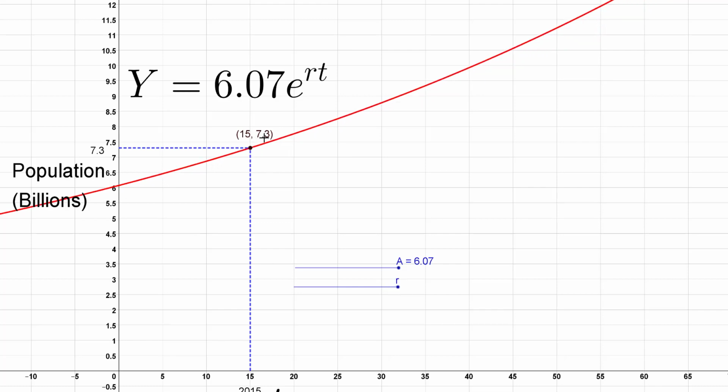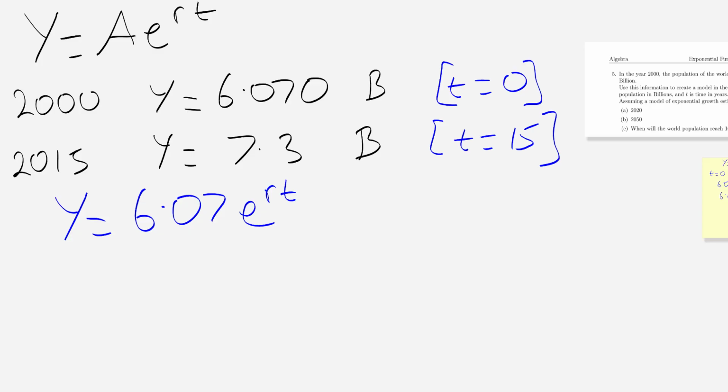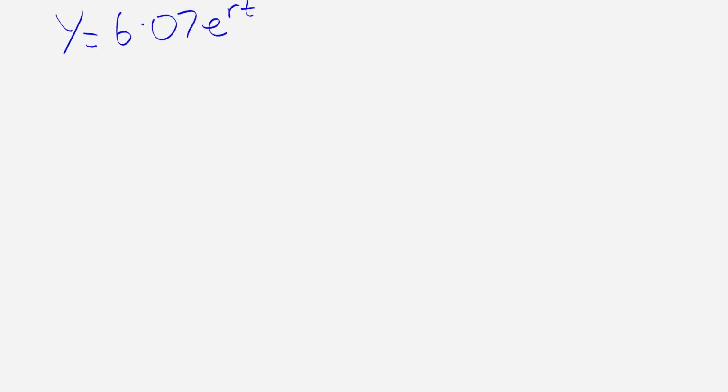So we have, after 15 years, a value of 7.3 billion. We know our value of a is 6.07, but what growth rate will let us go through this point? What growth rate will give us a value of 7.3 when the input is 15? So we'll have to set up some sort of equation to figure this out. We have our function so far, y equals 6.07 e to the rt, and we know that y will equal 7.3 when t equals 15. So we're going to substitute 7.3 in for y and 15 in for t and solve for r.